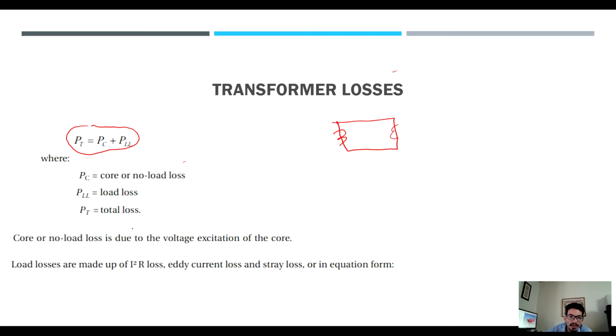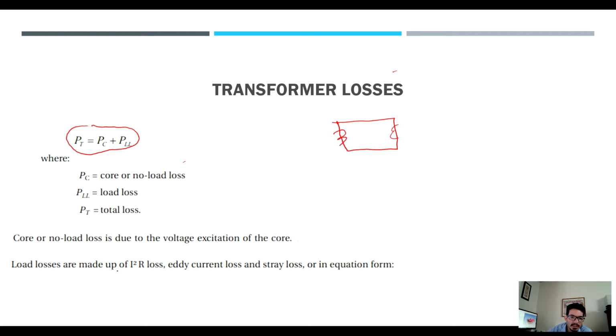And the losses are due to the voltage excitation of the core. So on one hand, the material is not 100% able to conduct all the electricity, and on the other hand, there are some intrinsic losses by transferring current through it. It gets warm, gets less efficient because of the temperature differences, etc.